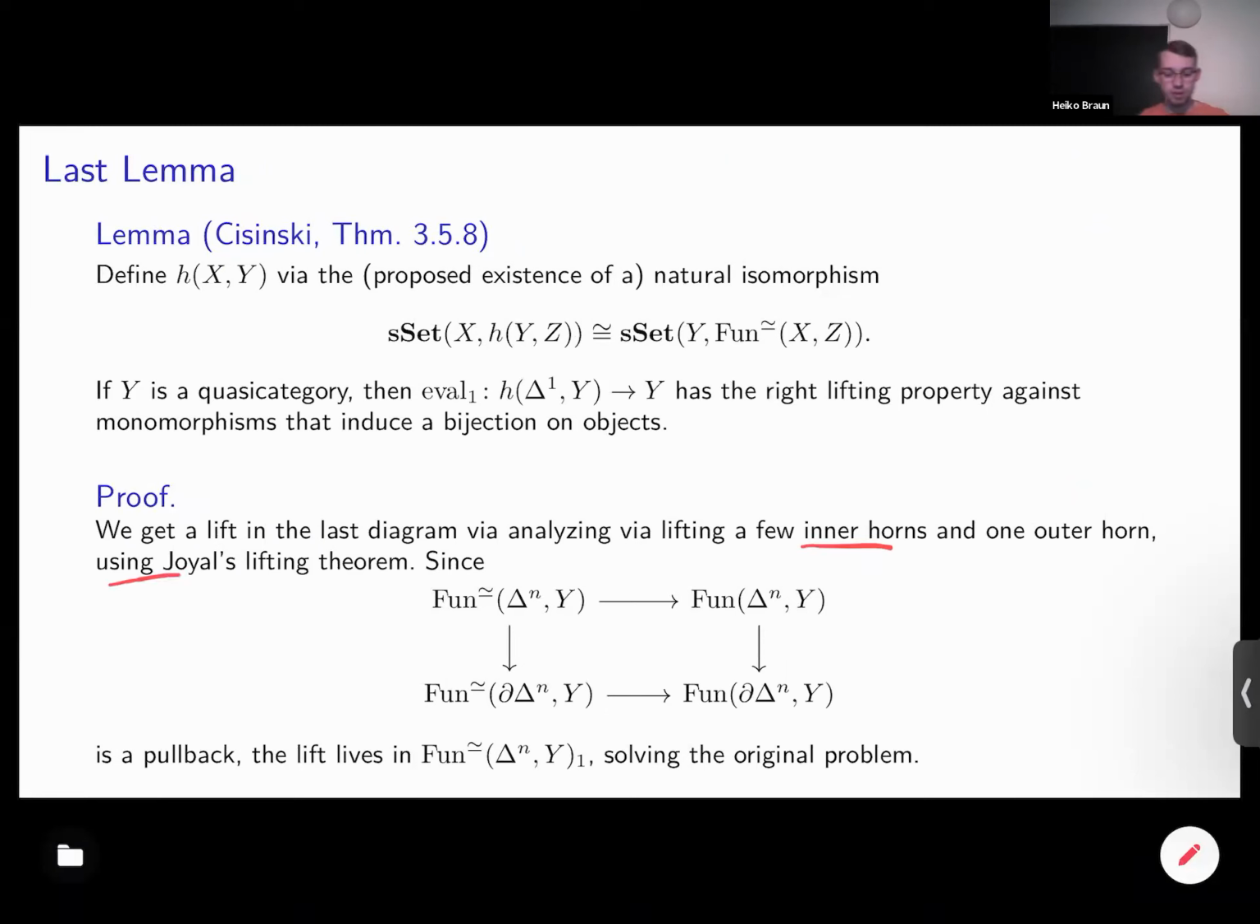And there we have to use Joyal's lifting theorem, and to show that then the particular edge which works out must be an isomorphism, but in this case it will be. I don't go into the details of why this actually holds, but you could also read it in the book by Sosinski. There a bit more of this is written down.